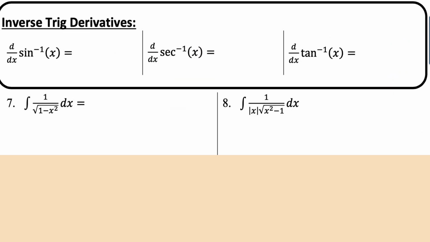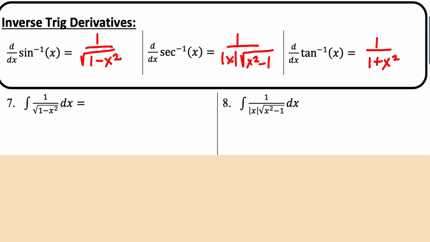Let's take a look at inverse trig derivatives. Do you remember what these derivatives are? Here they are. And so if you recognize them, then you'll be able to find the antiderivative here easily. It'll be sine inverse x plus c. And then this will be easily found, and it is secant inverse x plus c.